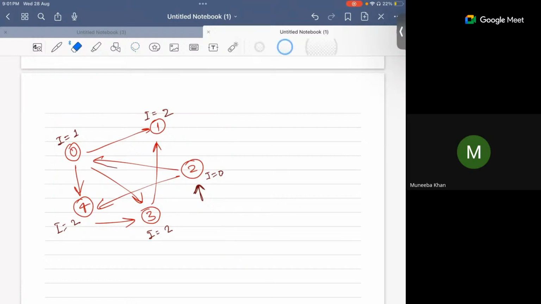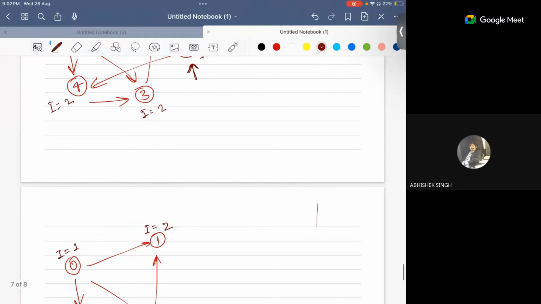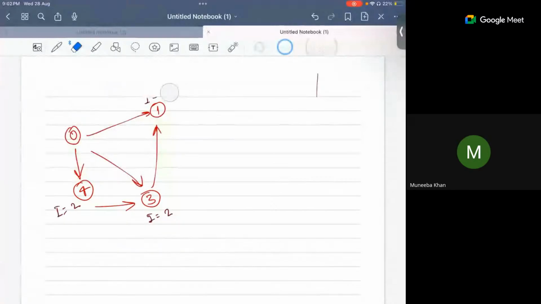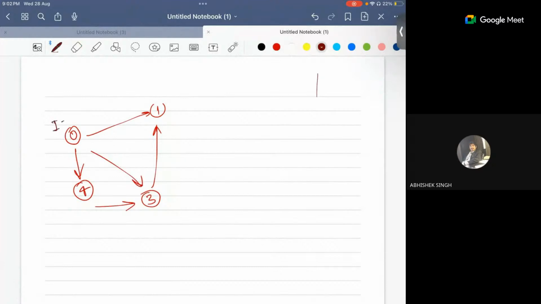Okay, so what do I have to do? I have to remove this 2, correct? And all the edges that are connected to 2. And then the next step was what? I have to update the in degree for the remaining vertices. Okay, now what's the in degree? 0, 2, 2 and 1.